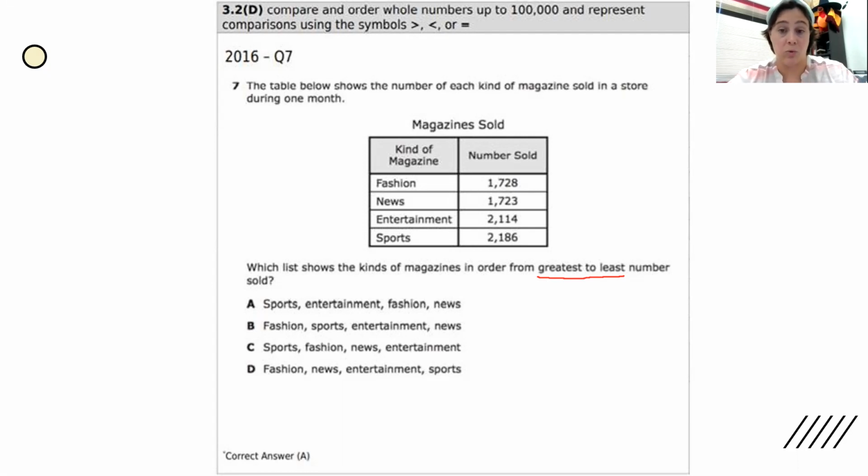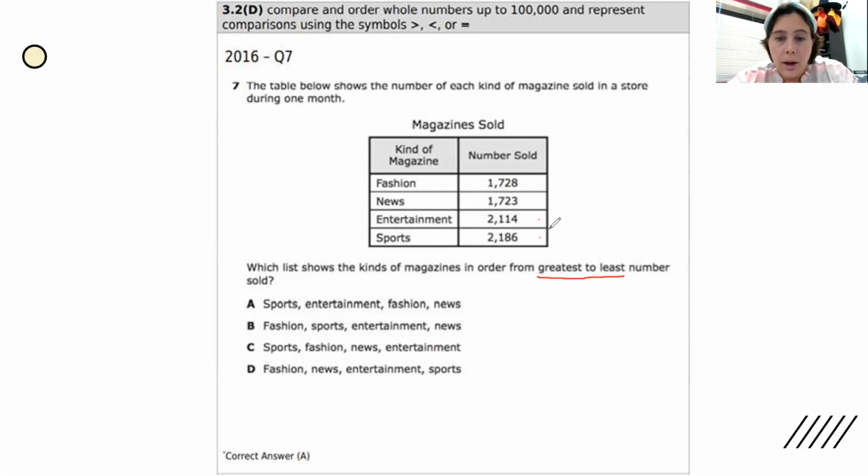And we're working with greatest to least. So I'm going to be looking at the greatest numbers first. And that looks like entertainment and sports. So I'm going to make sure I have my drawing board right here. So I'm going to be looking at these 2 numbers first. So dot there and a dot there.